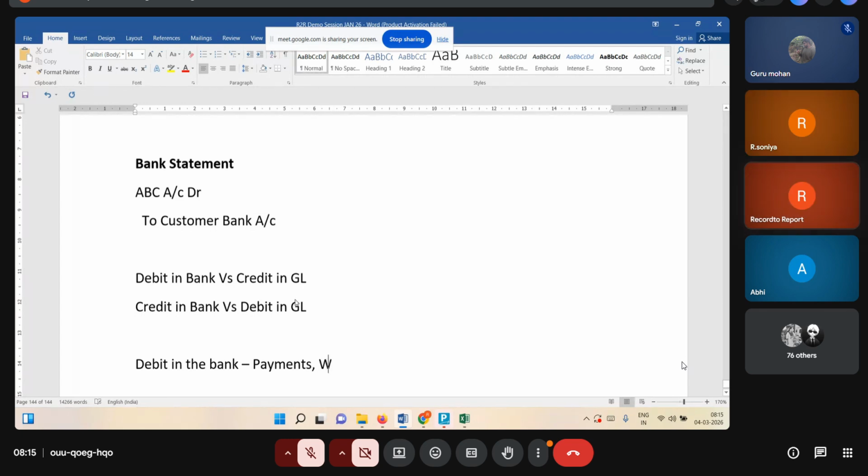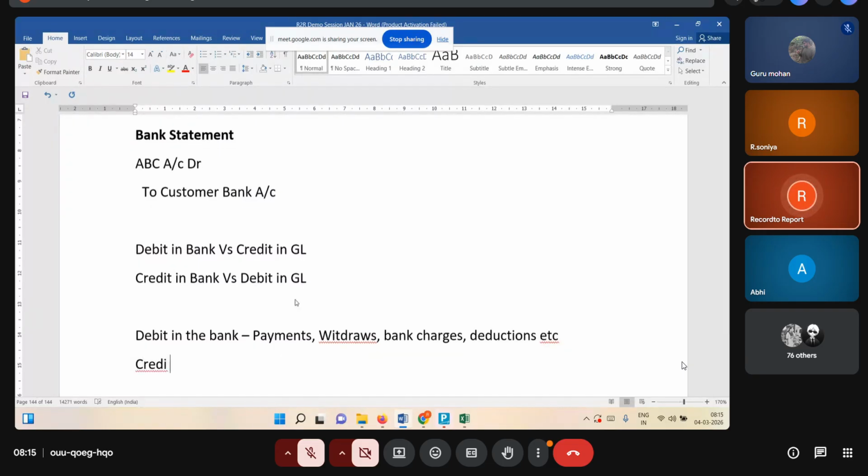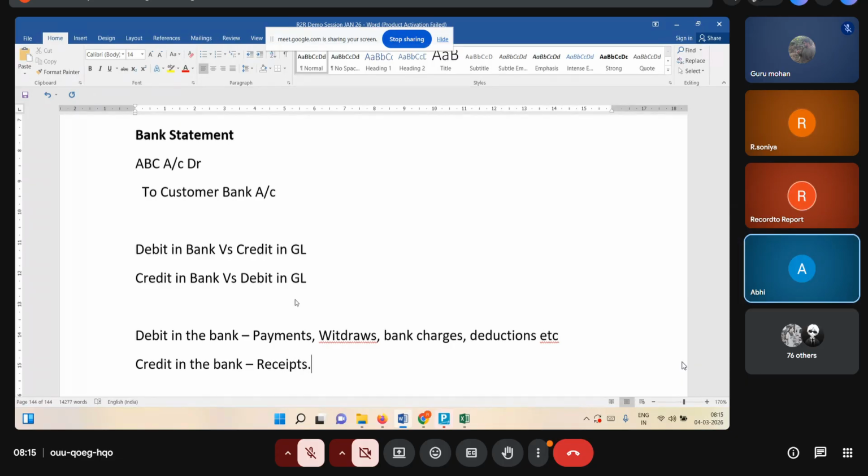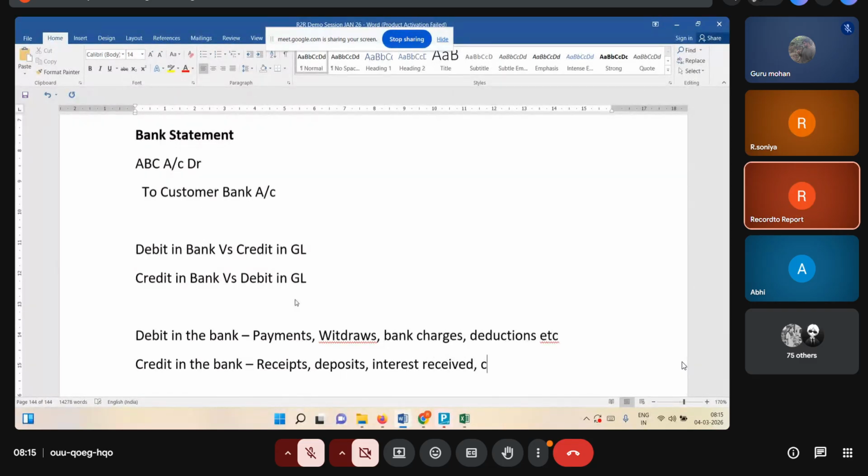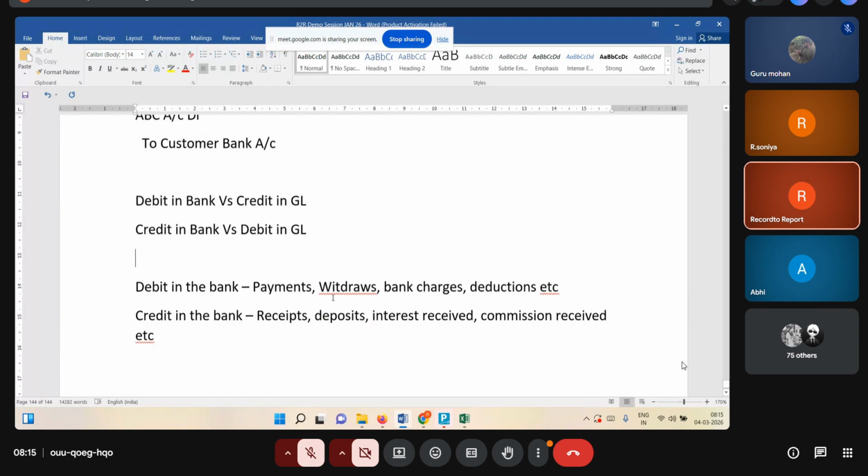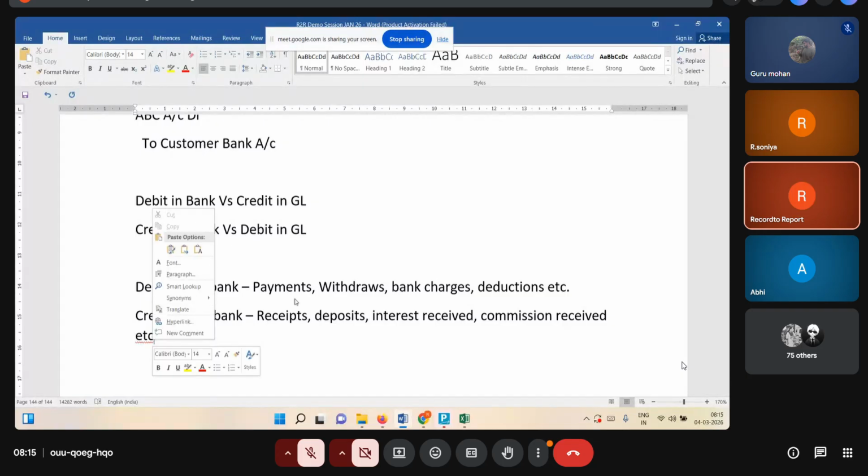Debit in the bank indicates payments, withdrawals, bank charges, deductions, etc. Credit in the bank indicates receipts, deposits, interest received, commission received, etc. Okay, guys, clear? This has to be kept in mind.